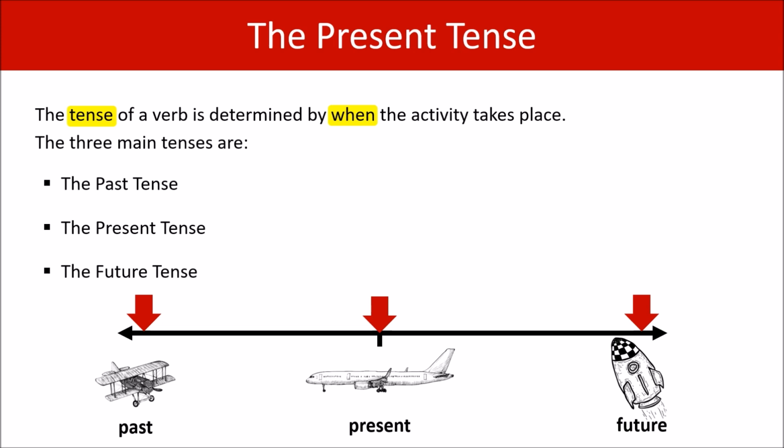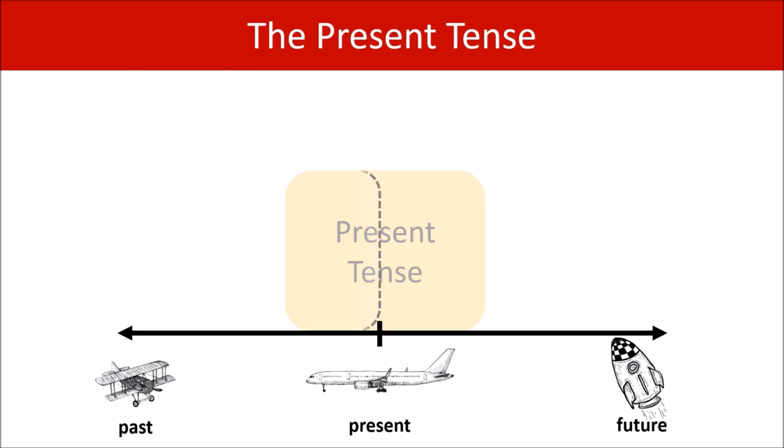So in this video, we're going to be talking about how to describe activities that take place in this area of the timeline. You will notice that the part of the timeline highlighted includes some of the past and some of the future. This is a quirk about the present tense. It includes parts of the past and parts of the future. This is a key point to understand before we continue with the video.